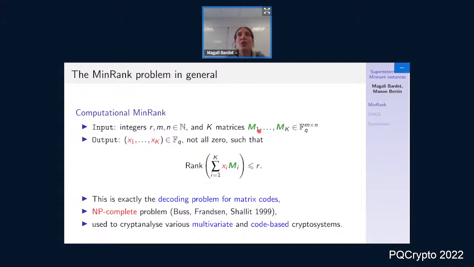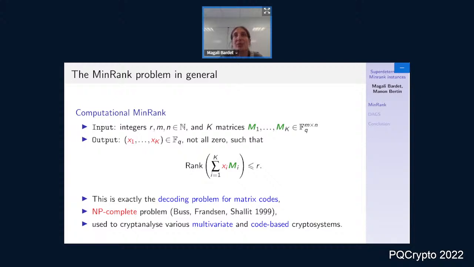You have k matrices in a finite field, and you want to find a non-trivial linear combination of the matrices that has a small rank. So the input are the matrices, and you want to find the x. This is exactly the decoding problem for matrix codes in rank metric. It's an NP-complete problem, and it is largely used to cryptanalyze multivariate and code-based cryptosystems.